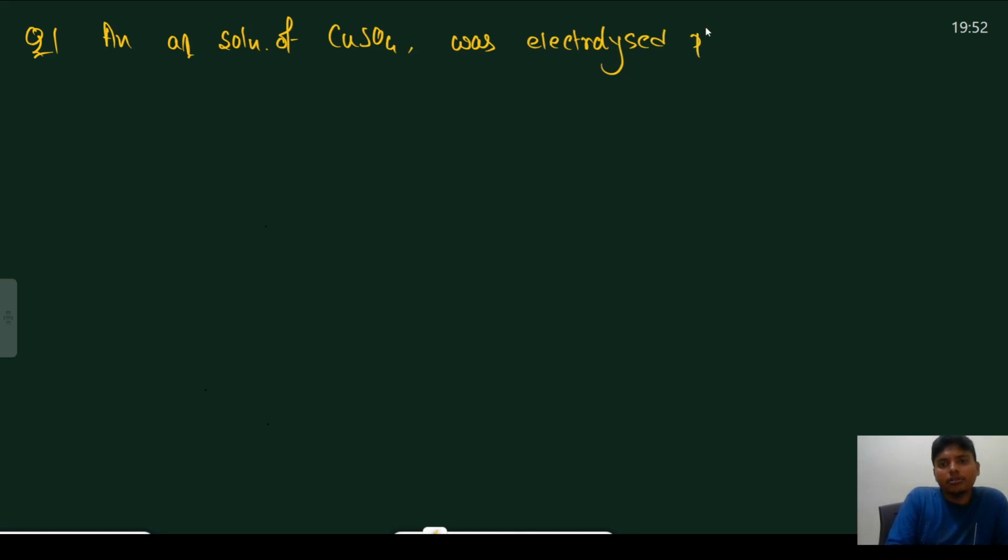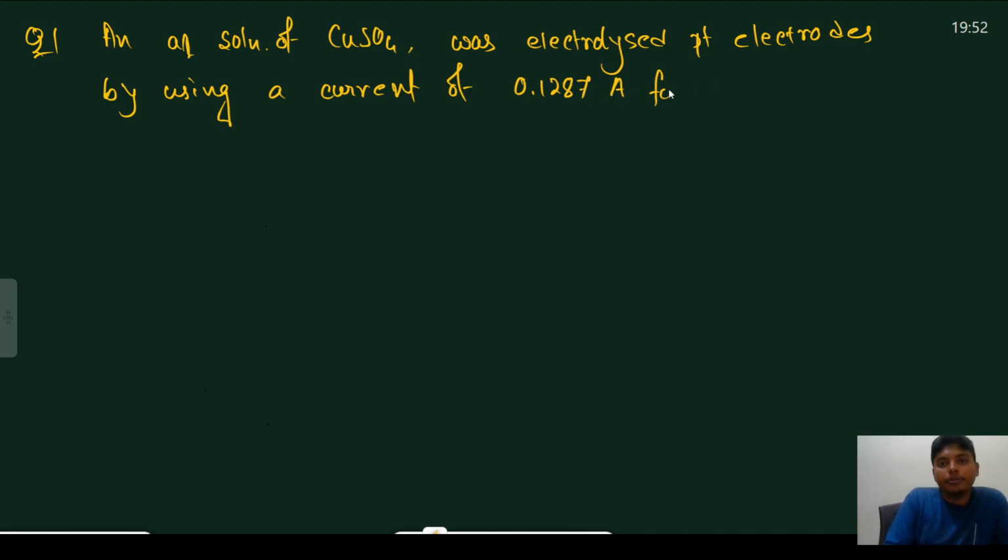So the question is, an aqueous solution of copper sulfate was electrolyzed by platinum electrodes using a current of 0.1287 ampere for 50 minutes.